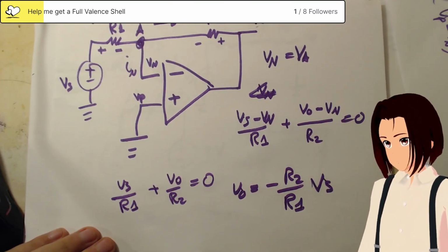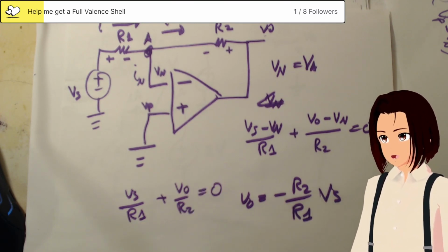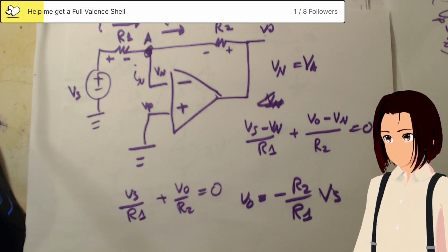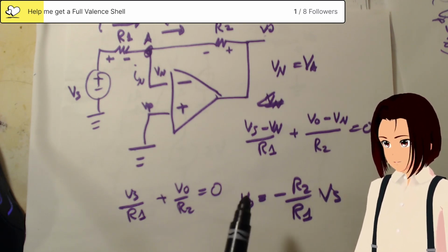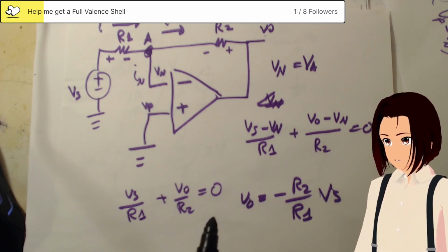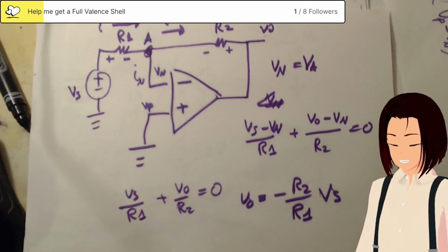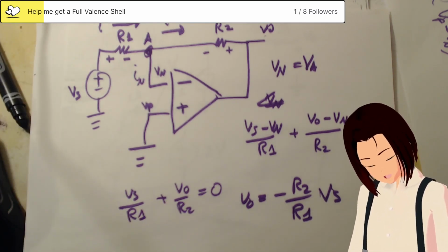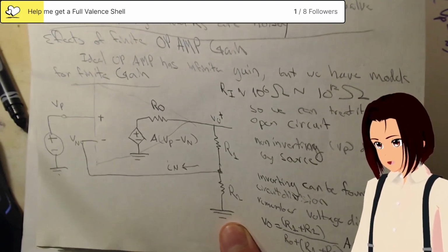Now, where does the A come in? Does that ever come into this? The answer is yes, but here's the deal. If I derive this with the A, we're going to have a complicated circuit. So I'm not going to draw it. I'm just going to show you briefly some of my notes on the effects of op amp gain.